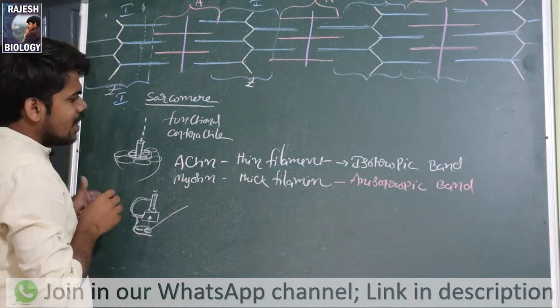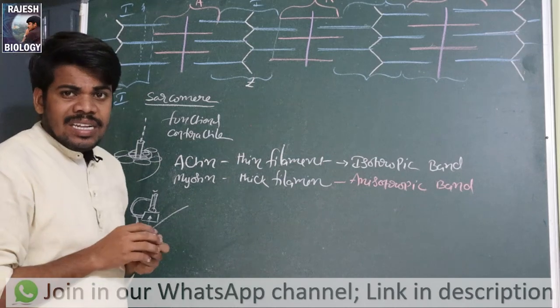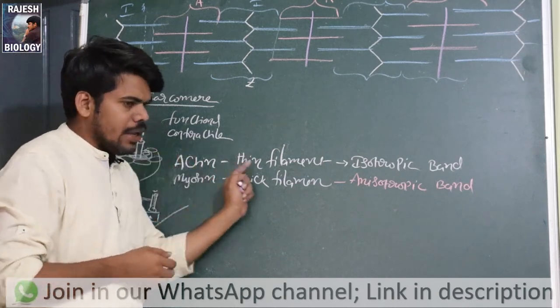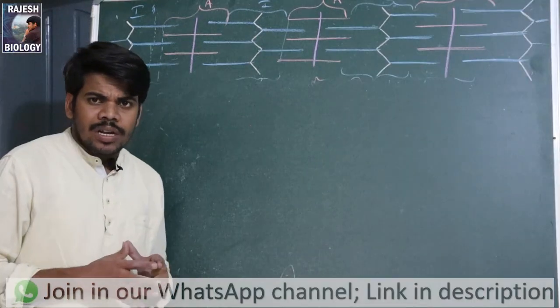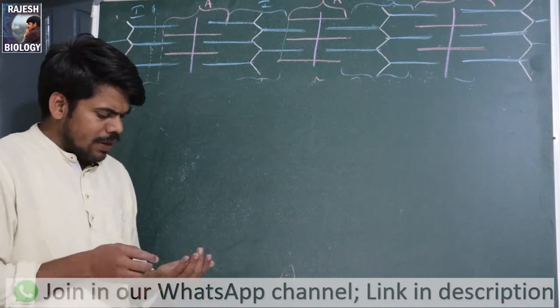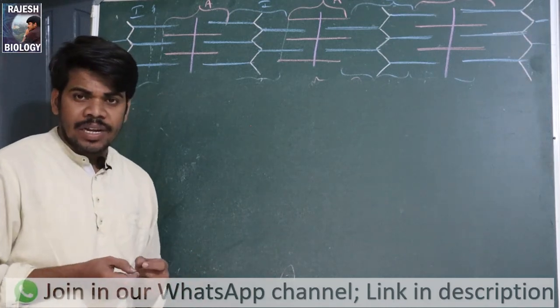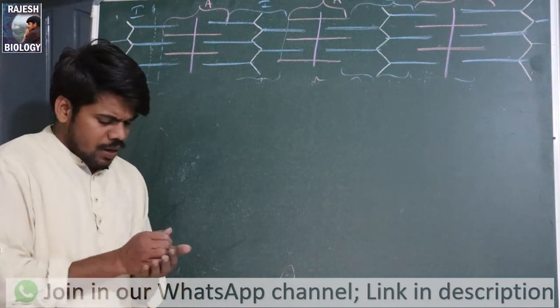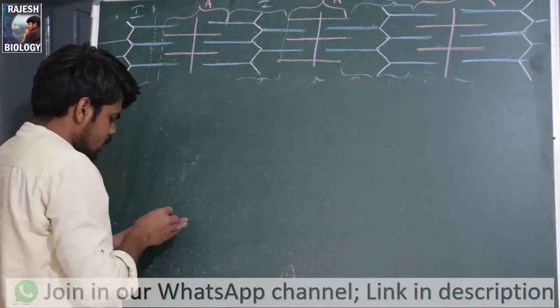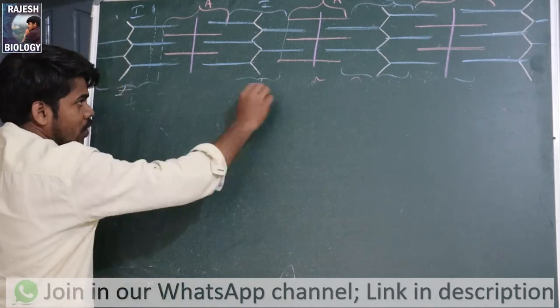In the middle of the A band, there is a line. I'm going to draw it here, so we will observe the sarcomere structure in a clear manner. Previously, we completed the muscle fiber. And this is one myofibril.